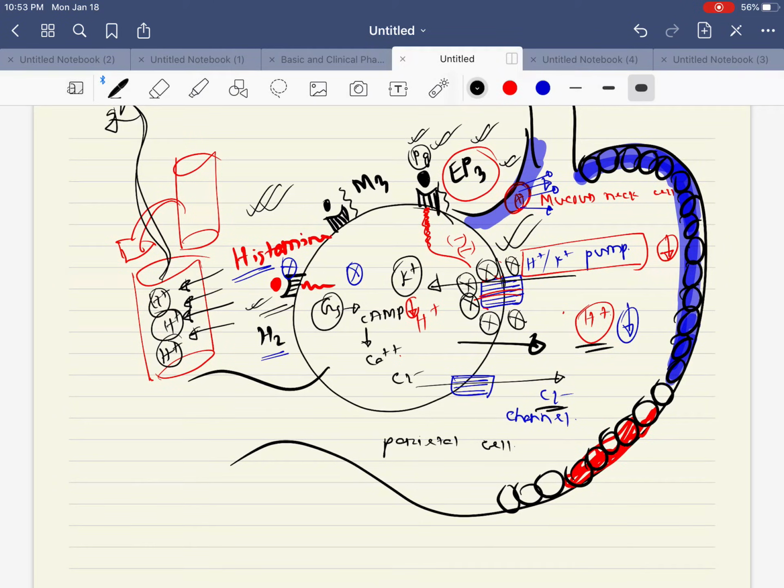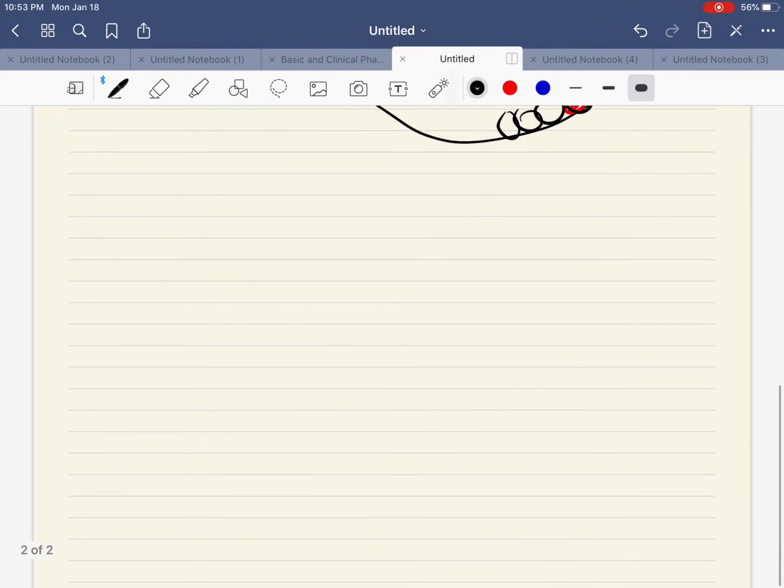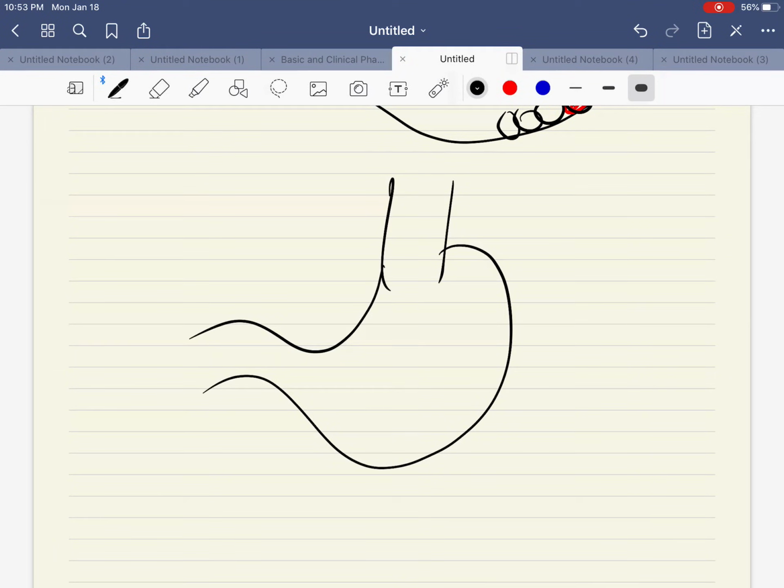This picture is getting complicated, so I want to draw another picture here. Suppose this is again a stomach. Now we also use some other drugs such as antacids. You know that an antacid will just neutralize the acid, because antacid contains magnesium hydroxide or aluminum hydroxide. As it is a base, definitely it will neutralize the acid.